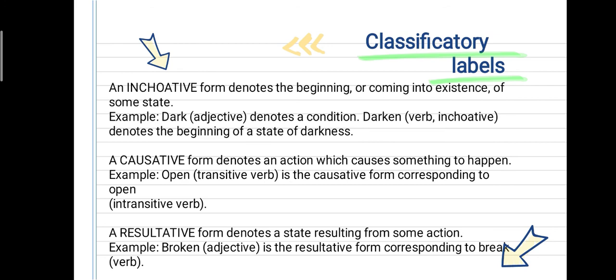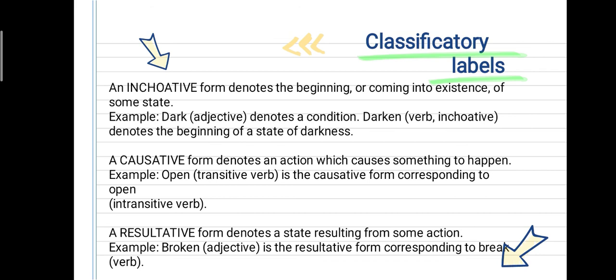Second, a causative form. This form denotes an action which causes something to happen. For example, open as a transitive verb is the causative form corresponding to open as an intransitive verb. If one opens a door, one causes it to open. The door is opened because someone opened the door. It's different because one tells an act and one tells a condition, and the action causes the condition to happen.